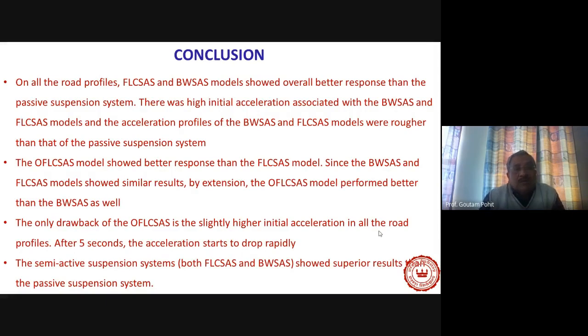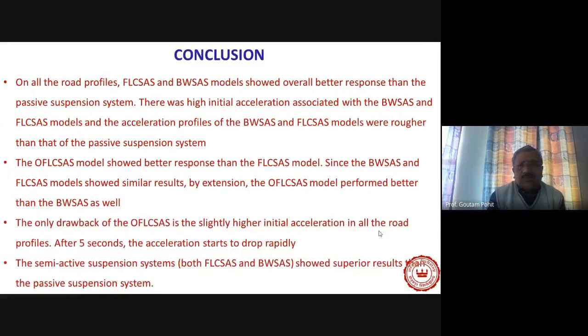So, what is the conclusion of our analysis is being shown here. On all the road profiles, FLCSAS and BWSAS models showed overall better response than the passive suspension system. There was high initial acceleration associated with the Bouc-Wen model and fuzzy logic control model, and the acceleration profiles of the Bouc-Wen and fuzzy logic control models were rougher than that of the passive suspension system.